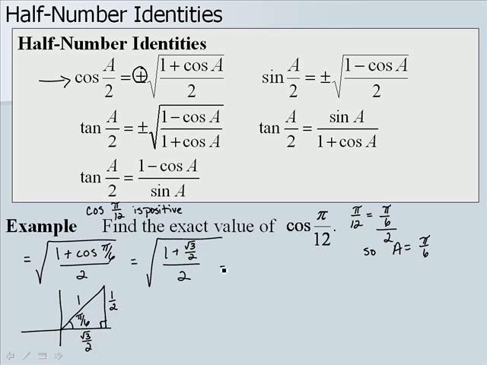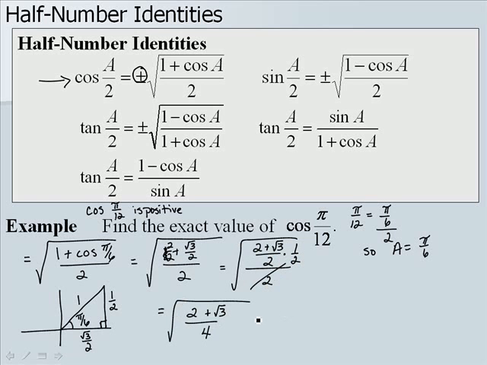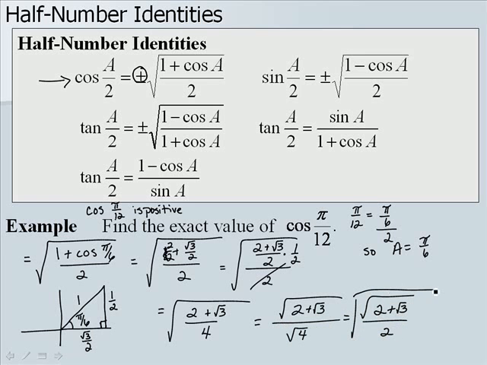Now when we add in the top, we take this and we change 1 to 2 over 2, so when we add that up we get 2 plus the square root of 3 over 2 in our numerator. And instead of dividing by 2, we can multiply by 1/2, so we end up with the square root of 2 plus the square root of 3 over 4. Split that up and take the square root of the top over the square root of the bottom, and the square root of 4 is simply 2.